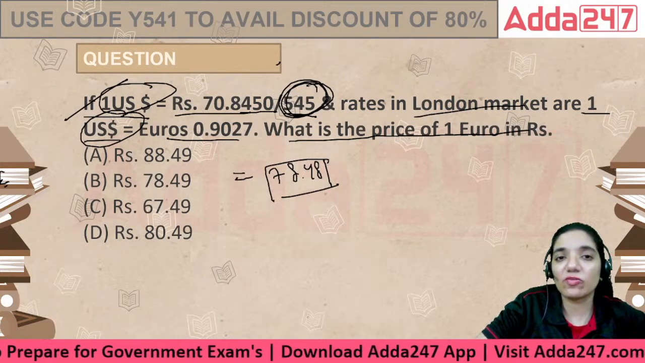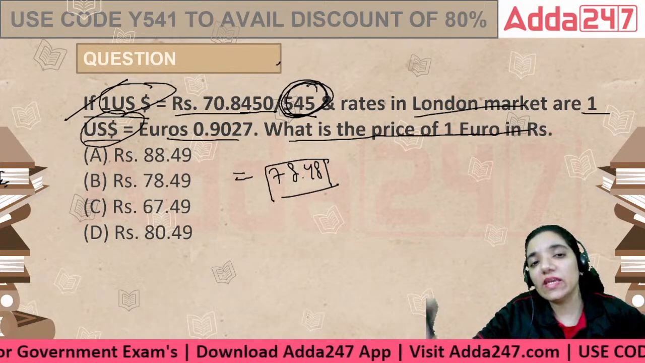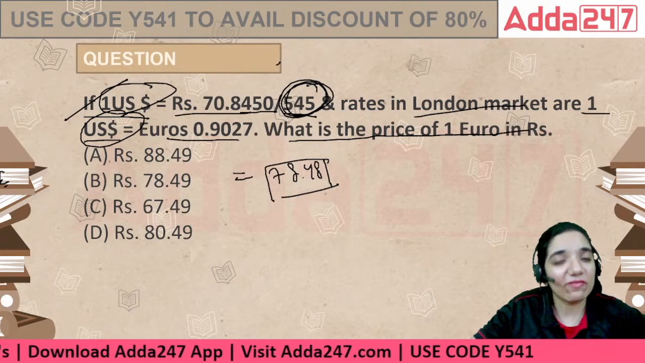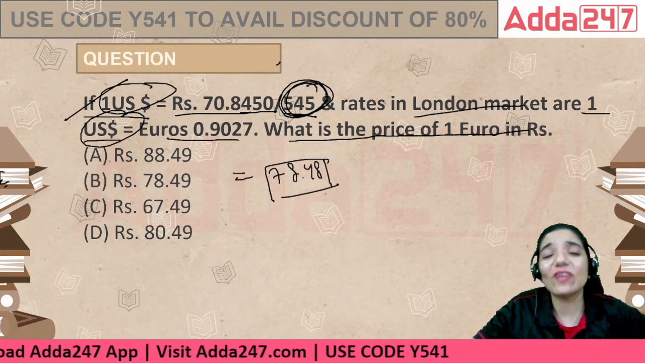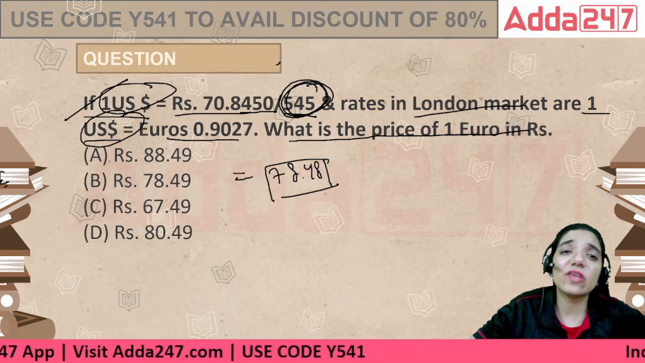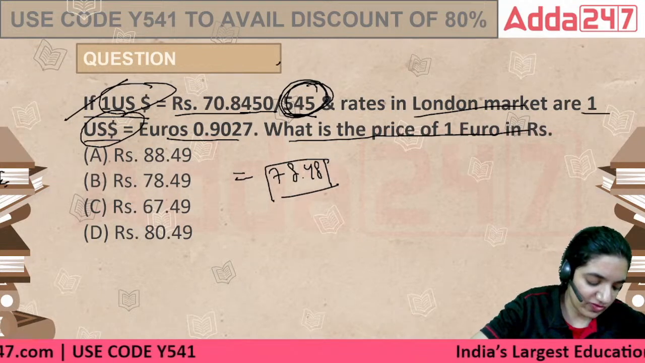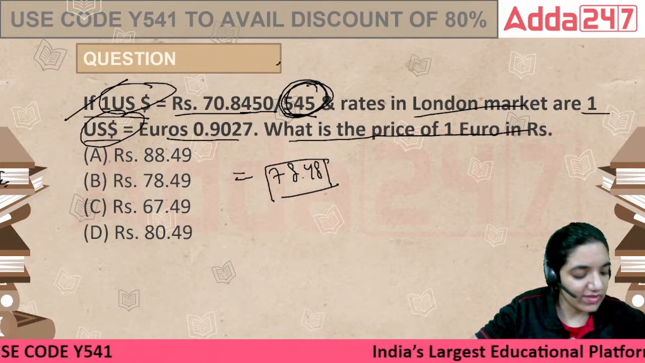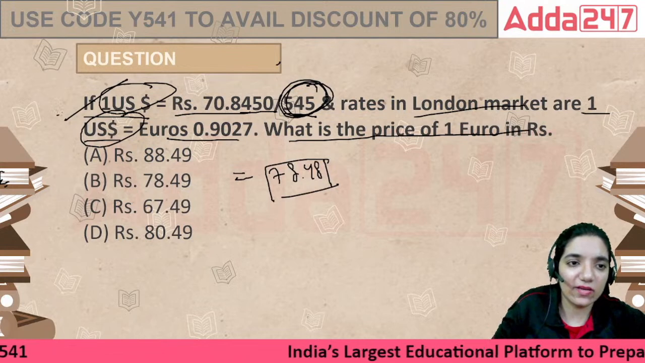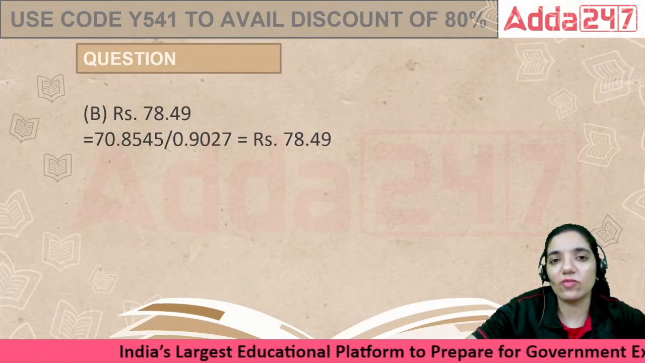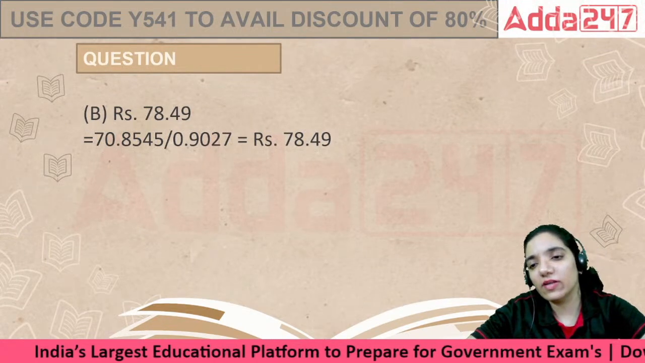70.8545. That is what I'm going to take. I'm not going to pay any heed or attention towards 8.8450. Why? Because if I buy dollars, I'll also sell dollars as well. Now I'm not going to keep the dollars with me, so I'm going to sell the dollars and then I'll be moving forward. So it is 9027 divided, that it is 78.49 only. If we divide, it would be the value 78.49.